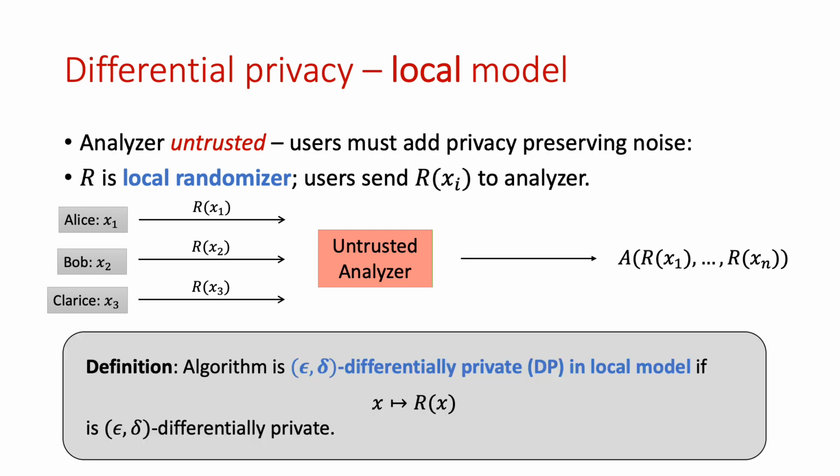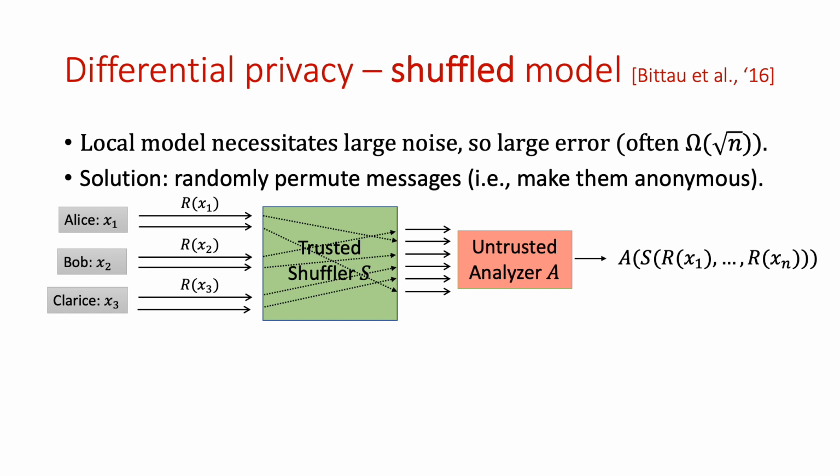And the algorithm induced by the local randomizer R is defined to be epsilon delta differentially private in the local model if the function that takes x to R of x is itself epsilon delta differentially private. So here we view R as a function on data sets of a single element. And in particular, what this requires is that the distribution of R of x is similar to the distribution of R of x prime for any x and x prime in the universe. And this necessitates adding a lot of noise. And in particular, for simple problems, such as the problem of aggregation, the error for the local model of differential privacy has to be on the order of the square root of the number of users. This is often very undesirable in practice.